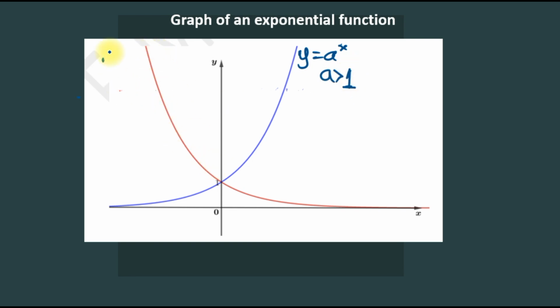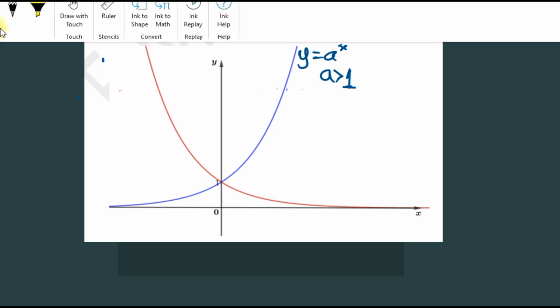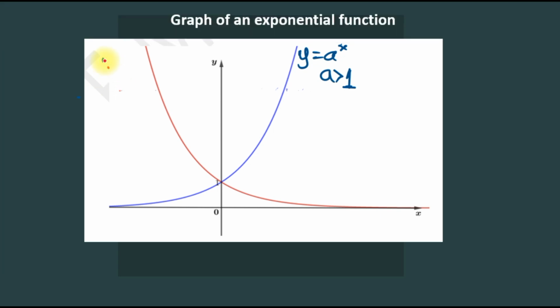Why this red graph is y equals a raised to power x when a is between 0 and 1. Though we also have the case when the base is 1, because as you can see, they intersect. That's the general form. It must intersect at 1.